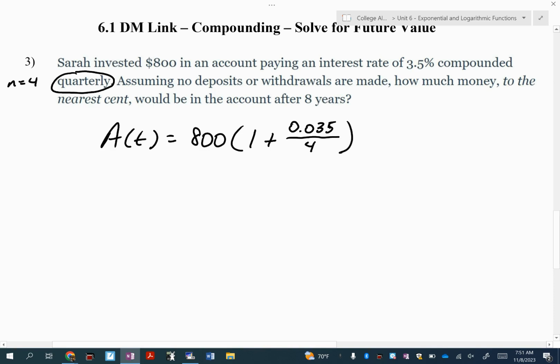Daily, we just did daily. Daily means 365. Very good. Quarterly means 4. All right, raised to the 4 times t. I would highly recommend when you do these to do this step first to get the setup, and then ask, okay, what is my t going to be? And this time it says 8 years, so t is going to be 8. So I'm going to evaluate this at 8.